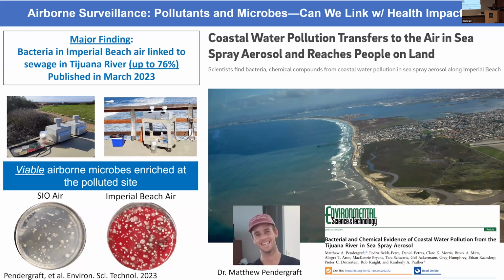This paper really was the one that Matt, one of my students that graduated recently, published. Basically looking at the air, we have them just on plates, a simple way at first, but we're also doing a lot more sequencing. Through the sequencing, we were able to show that up to 76% of the bacteria you breathe in the air at Imperial Beach can be traced right back to that river, like contact tracing. And so that alarmed a lot of people.